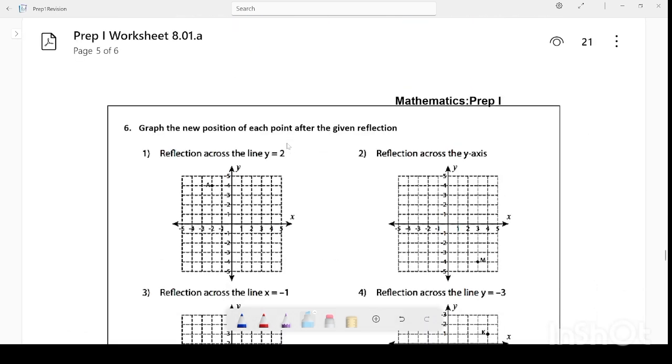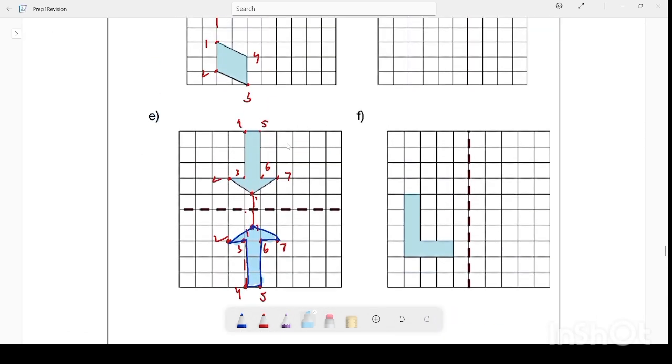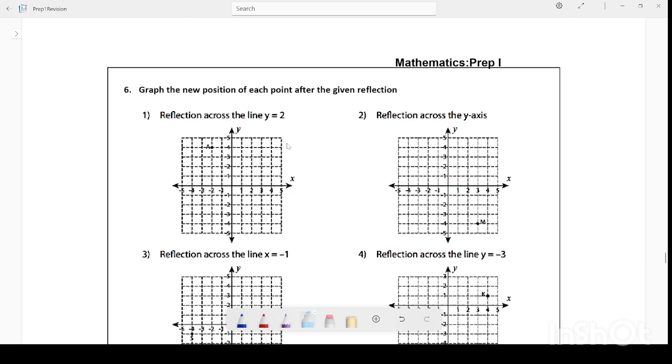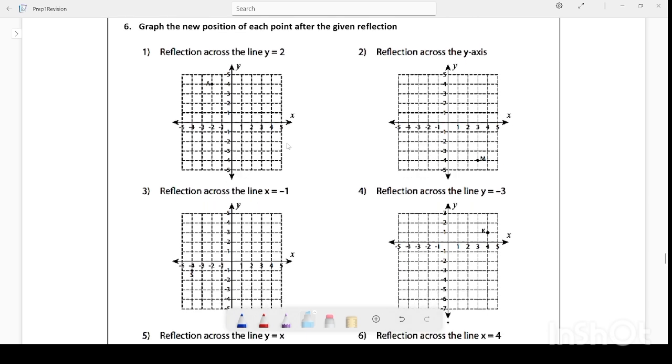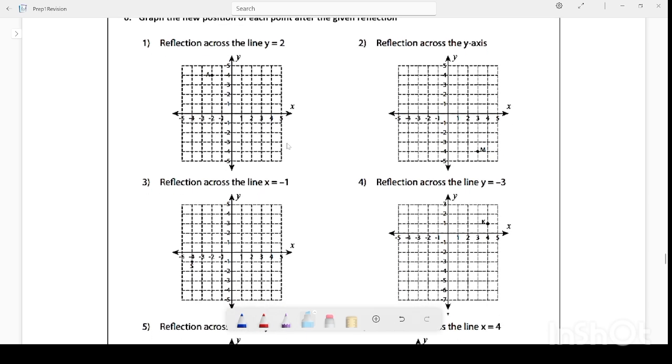But we have some other shapes, these types of shapes. It says the reflection across y = 2. So how do we draw y = 2? First of all, we need to know what y = 2 is. y = 2 is a line on the y-axis, and I'm drawing y = 2 here. This is a line which is called y = 2.